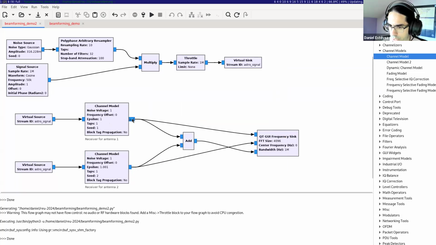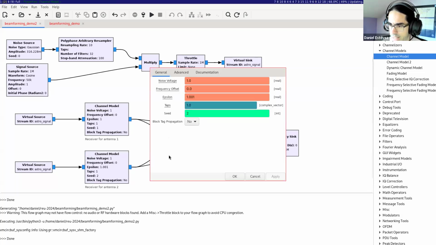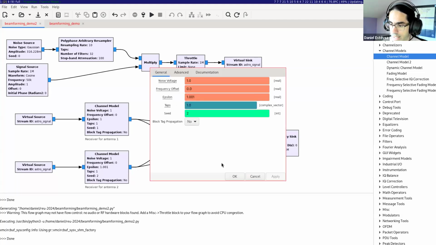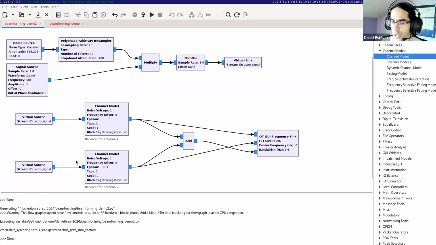So to generate 1,000 output samples, this block needs 1,000 input samples. However, to generate 1,000 output samples, this block needs slightly less than 1,000 input samples. The reason is this epsilon is slightly larger than 1. So then what happens is this signal is going to keep falling behind and behind because this is, let's say, 999.